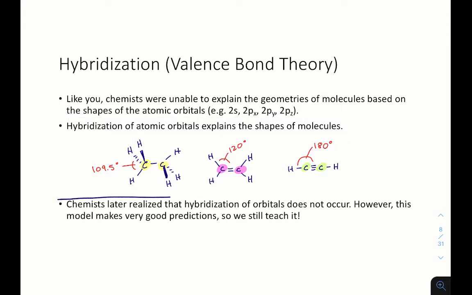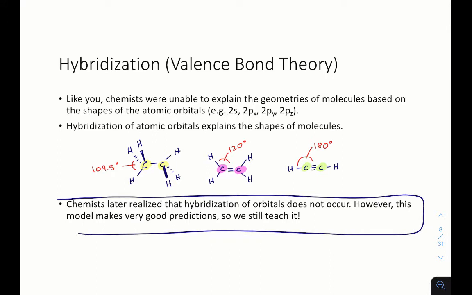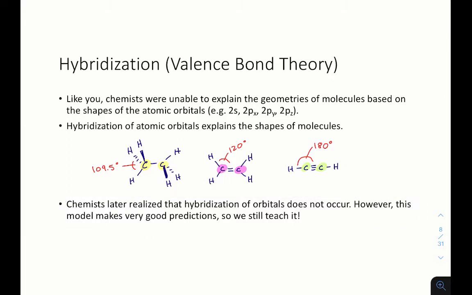However, later, chemists realized that hybridization of orbitals is kind of an absurd idea and does not occur. So why are we learning it? Well, we are learning it because this model makes excellent predictions. So because it's good at making predictions, we're going to use it. It's fine. If you continue in chemistry, you'll learn more sophisticated models later. But for right now, this is the model we're going to use.